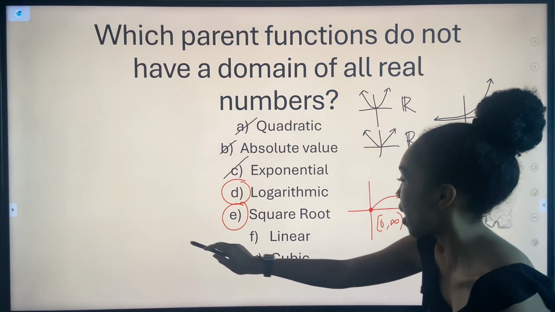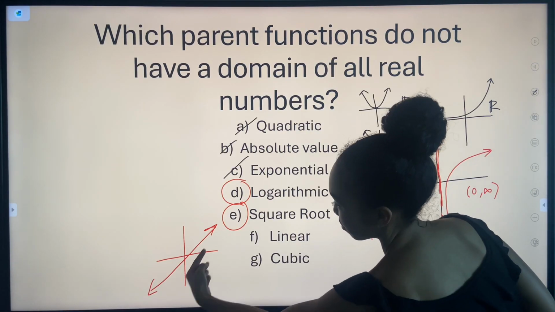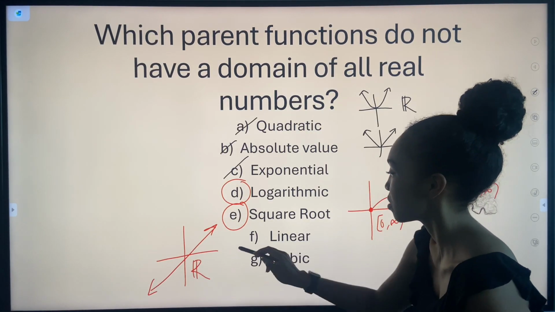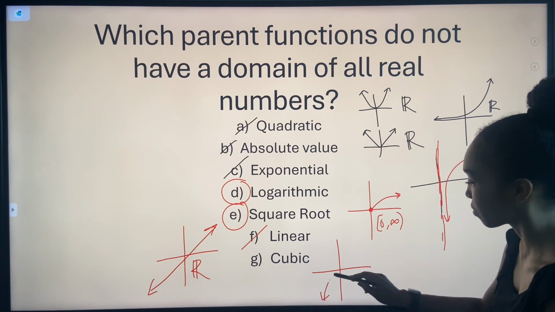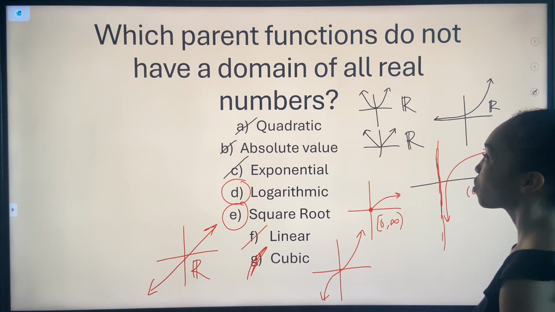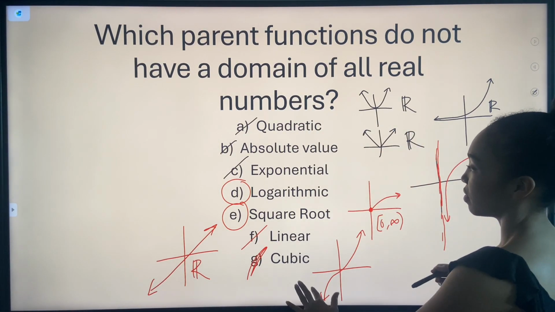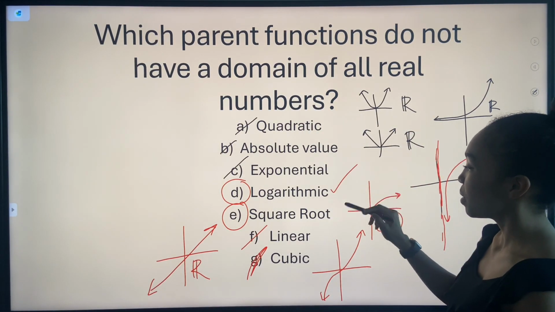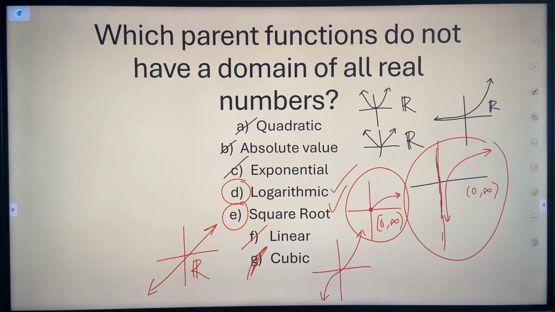Linear, this graph looks like this. It goes forever left and forever right. So this one's all real numbers. So that's not it. Cubic, that looks like this. So it goes forever left, forever right. So it's not cubic. So the only ones that do not have a domain of all real numbers, given these, were logarithmic, which is this graph, and square root, which is this graph. All the other ones listed here have a domain of all real numbers.